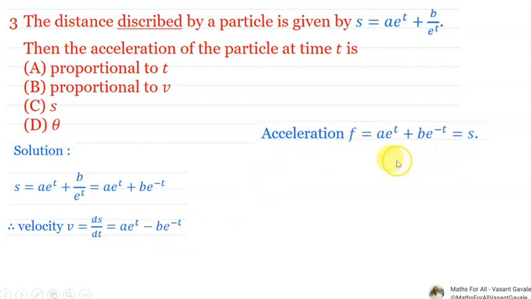Again we differentiate this. Then you will have a into e raised to t. Again the derivative of e raised to minus t is minus e raised to minus t. This minus and minus will become plus. And this is nothing but the displacement. Okay. And hence the acceleration of the particle at time t is s. Okay. And hence option C is correct here.